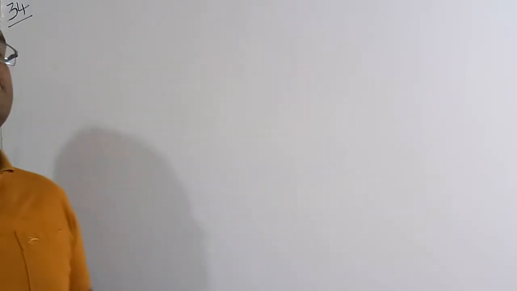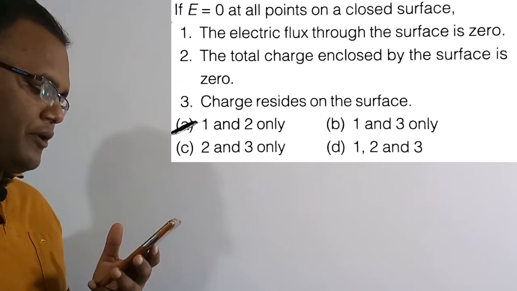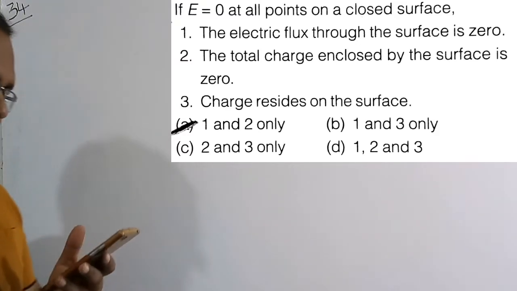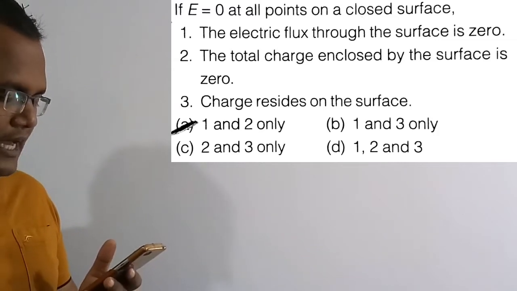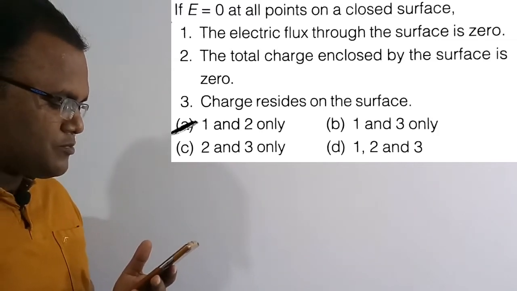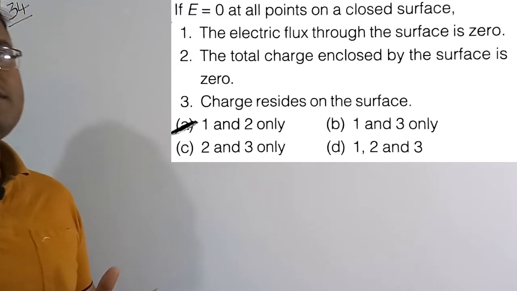Now we are going to solve the 34th question. See the question here. If E is equal to 0 at all the points on a closed surface, the first one is the electric flux through the surface is 0, the second one is the total charge enclosed by the surface is 0, and the third one is the charge resides on the surface.